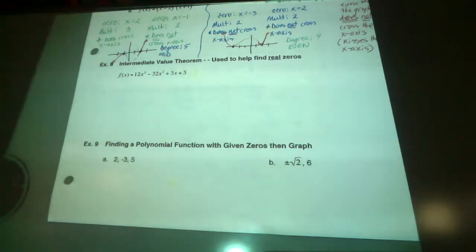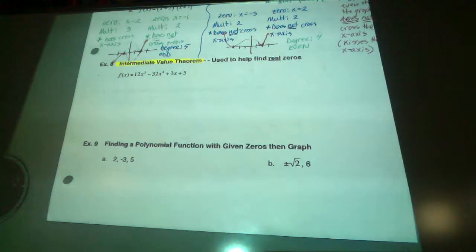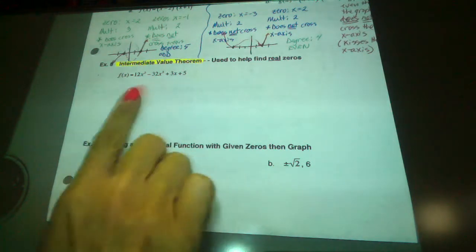Okay, then we have this thing called the intermediate value theorem. So I can still figure out what my graph looks like without a calculator by using the intermediate value theorem. This is a little harder. Please note that on Math Excel, you're going to want to use your calculator. I'm going to use it here to see how the numbers are big.